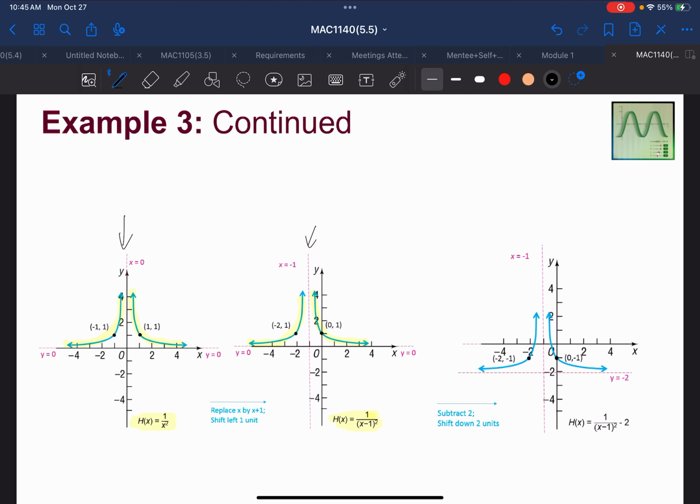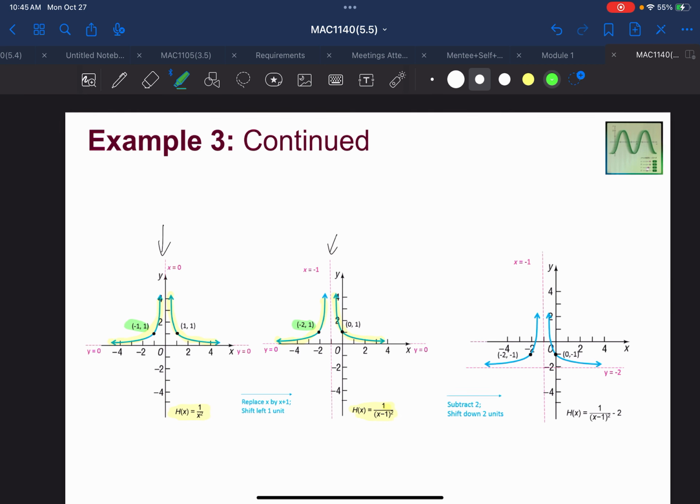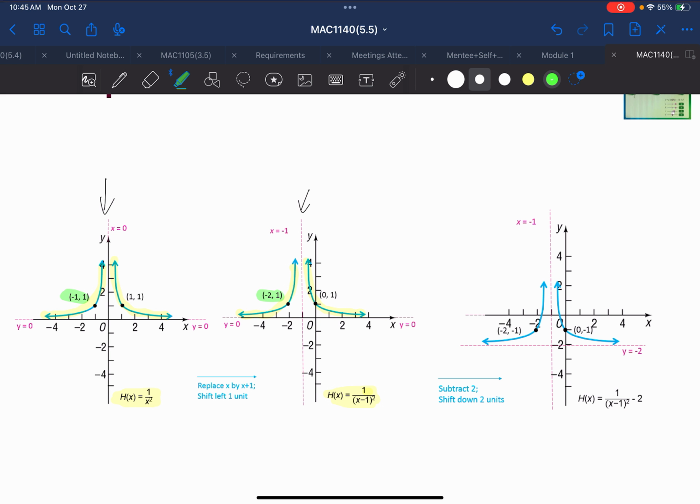Everything else about the shape of our graph stays the same, and then we can also move these points over by 1 unit. This point was -1, 1. This point will become -2, 1, and so forth. And then the other transformation that we need to account for is the -2 being subtracted from the entire function. So we just start with this second graph, and now this is a vertical shift going down 2 units. So this will shift our graph down 2 units.